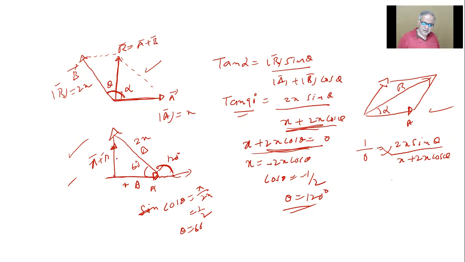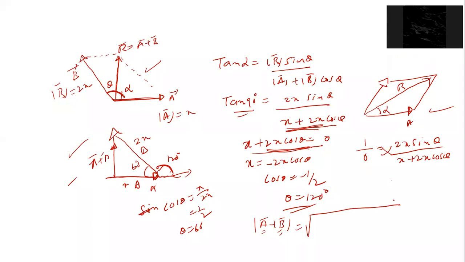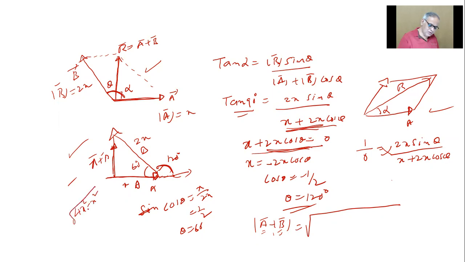Initially, if you use it, how will you get mod of a plus b? You can't write x plus 2x. This is vector a, this is vector b. Why do you write x plus 2x? You cannot. Sir, by using Pythagoras theorem, we can get it. Yes, use Pythagoras theorem, get this length first, and then use it here. This is 2x, this is x, so 4x square minus x square under root. How much will this be? Root 3x, right?